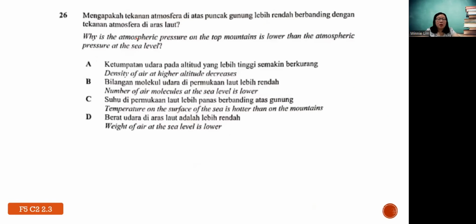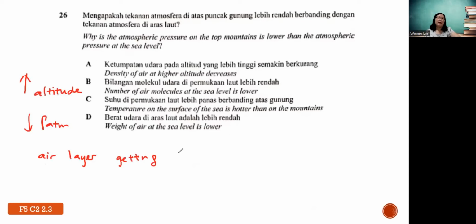Next, question 26. Why is the atmospheric pressure on the top of the mountain lower than the atmospheric pressure at sea level? Basically, the higher the altitude, the lower the atmospheric pressure. This is also why at the mountain top the pressure is less, because the air layer is getting thinner. If the air layer is getting thinner, it also means that the density of air becomes lower, right?